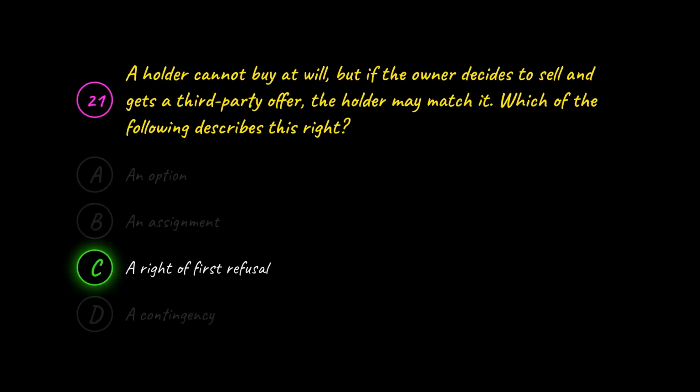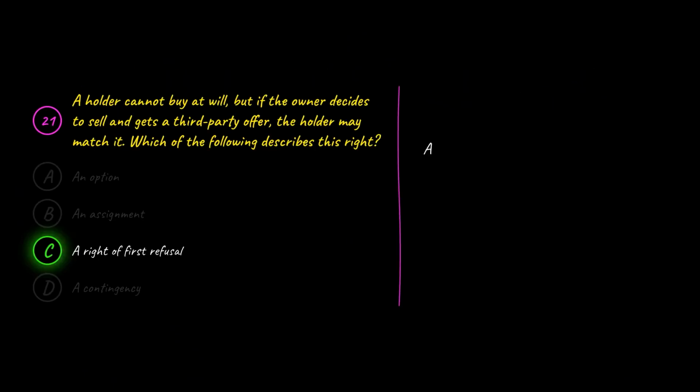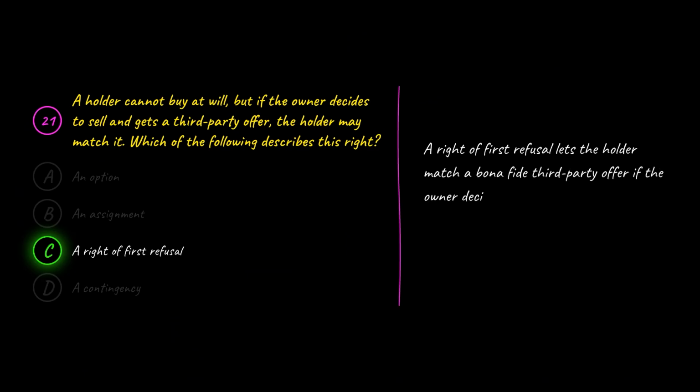The correct answer is C. A right of first refusal. C is correct because a right of first refusal lets the holder match a bona fide third-party offer if the owner decides to sell. It fixes no price in advance and gives no power to force a sale.